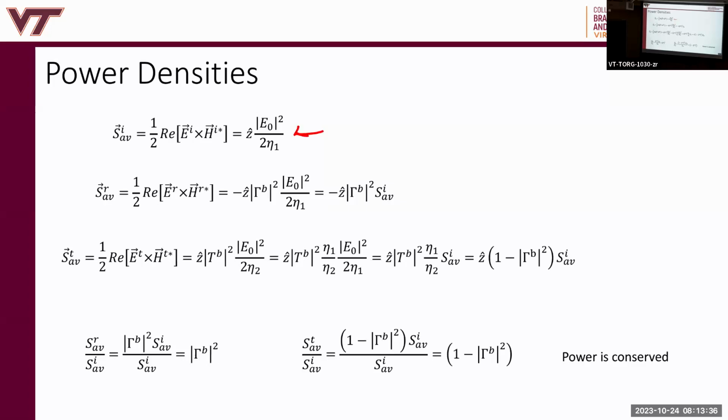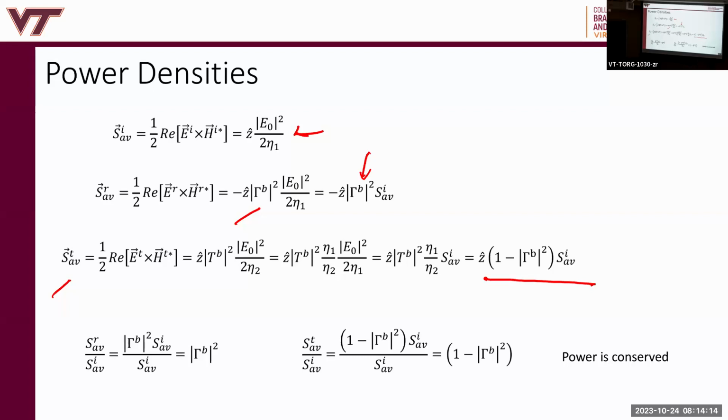For the reflected field, if you do the same thing, you get minus gamma b squared E naught squared over 2 eta 1. The square of the reflection coefficient's magnitude determines how much power is reflected, because the reflection coefficient is a ratio of field amplitudes. If you take the magnitude and square it, then it's a quantity that relates power, right? The transmitted power density is 1 minus gamma b squared times S average incident.